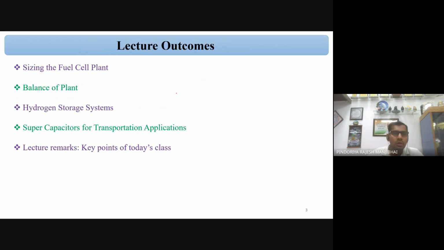Okay, so today we are going to end with the third unit. Today we will complete the third unit, and the last topic is the size of the fuel cell plant, the balance of the plant, how we can operate the balance of plant, the hydrogen storage system, and the supercapacitor for transportation applications. So these four topics we will discuss in today's class.